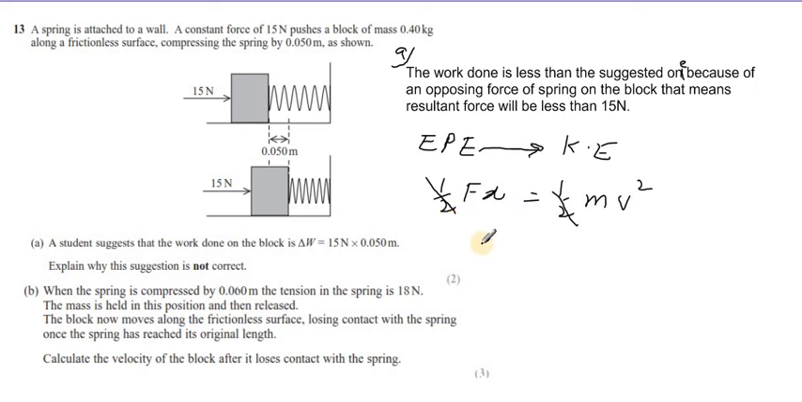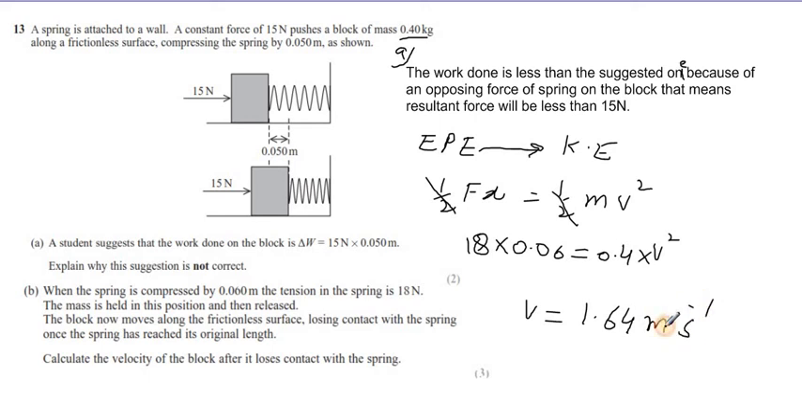So F is 18 Newton, x is 0.06, equal to the mass of the object, which is 0.4, times v squared. You rearrange and make v the subject, so the velocity is equal to 1.64, or 1.6 meters per second.